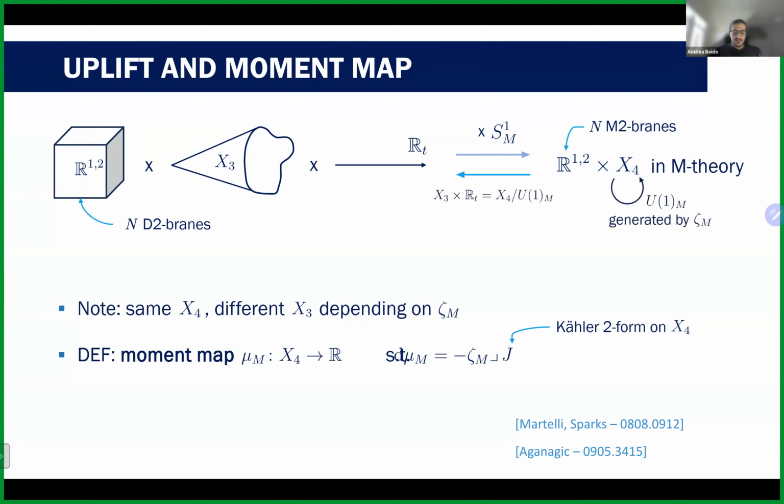In general, note that you can start from the same 11D geometry, but by choosing a different M-theory circle, you will end up with different geometries in type 2A.